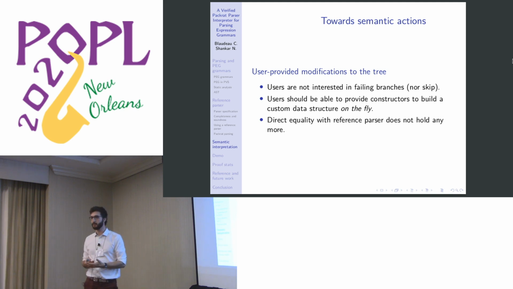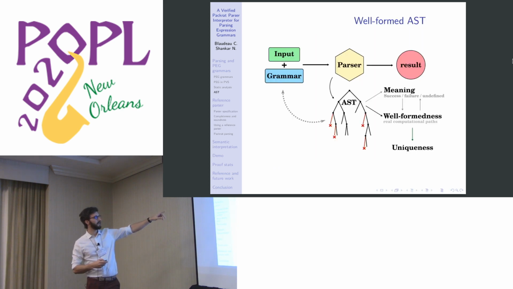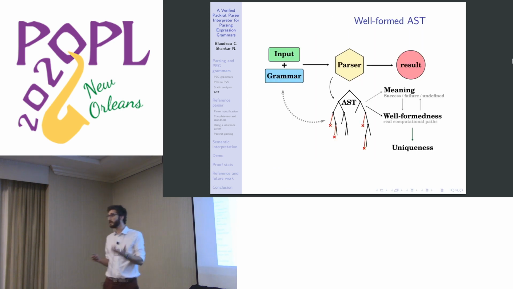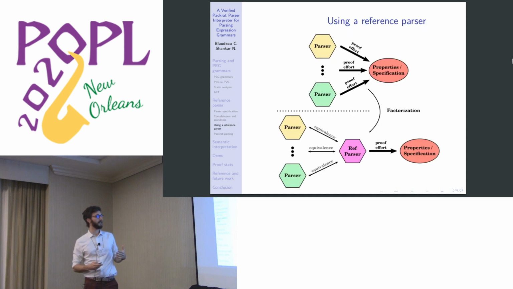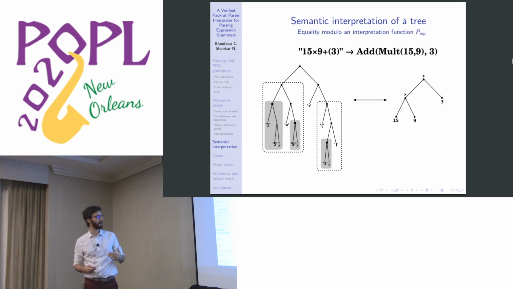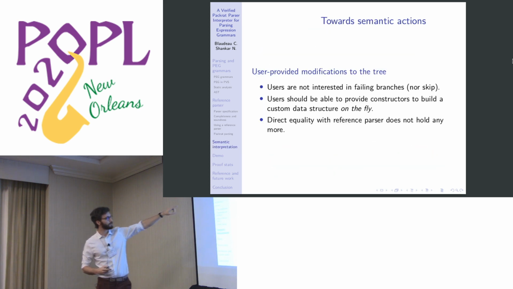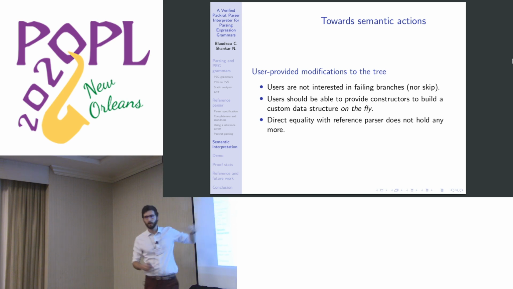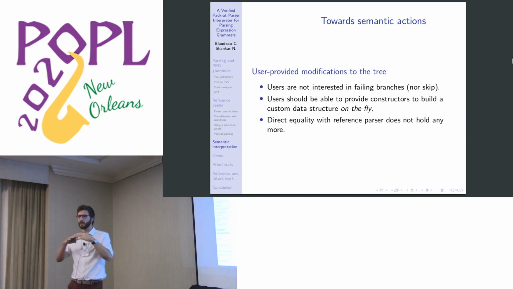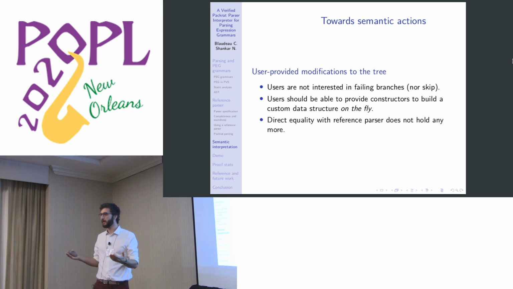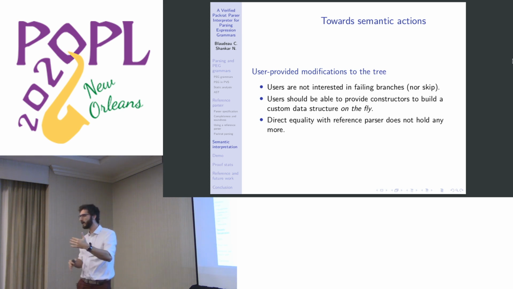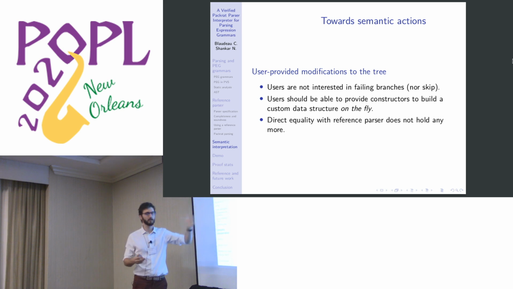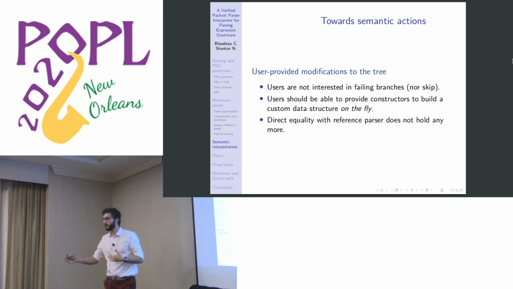The problem with the IST trees, as we saw, is that they contain the failing branches. And those failing branches are not of interest to the user. Basically, he only wants to know what succeeded in the parsing and not all the failing branches. The user is also not interested in the tree structured by the underlying PEG grammars. For example, if you're parsing HTML, you don't want a tree that corresponds to the underlying PEG structure of the grammar. You want the DOM tree. So the user should be able to provide constructors to build a custom data type during the parsing.